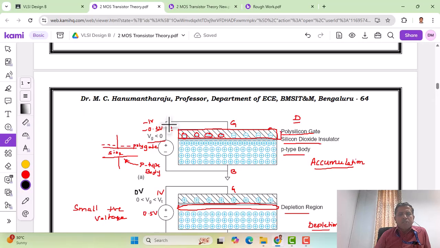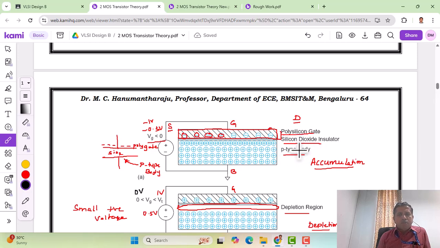The first mode is the accumulation mode. Here, as you can see, we have shown the MOSFET with three layers, without including the source and drain regions. The three layers are the polysilicon gate, which is the top layer, a thin silicon dioxide insulating layer in the middle, and a p-type body layer at the bottom. These three layers form a parallel plate capacitor, with the silicon dioxide acting as an insulator separating the polysilicon gate and the p-type body.